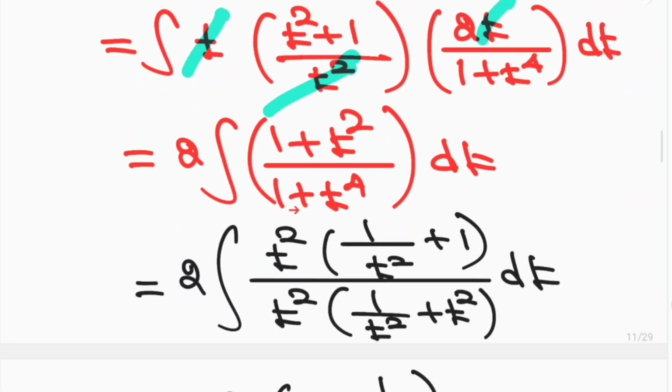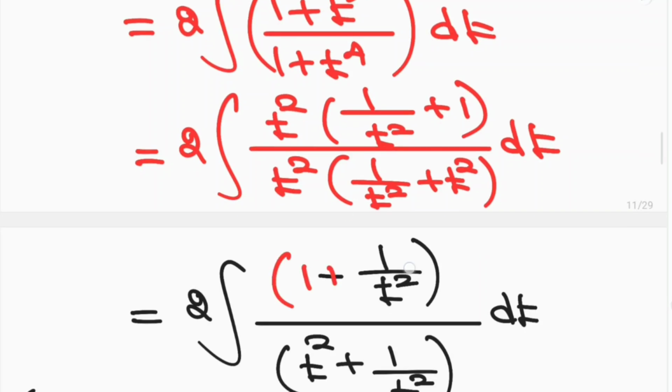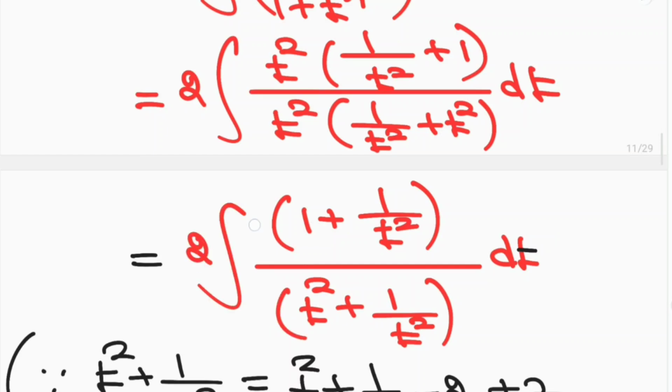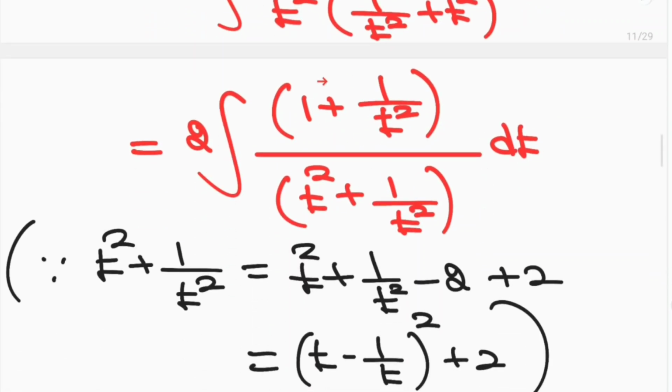And then I am taking t square outside from both numerator and denominator. So if you take t square out, we get 1 by t square plus 1 in the numerator, and in the denominator, taking t square out, we get 1 by t square plus t square again, of dt. Then t square gets cancelled. So 1 plus 1 by t square divided by t square plus 1 by t square of dt. So that is your expression for this one. Then again, if we put a substitution, we will get the answer.